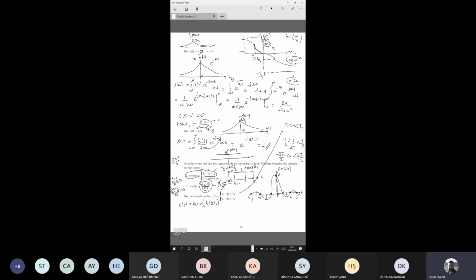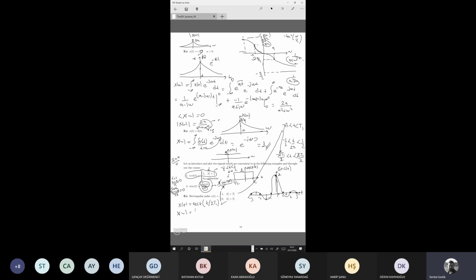So t is larger than minus t1 and smaller than t1, you have 1. So we have verified that this x of t is nothing but, so those cancel out, and I have this representation initially. So we have seen that this rectangular pulse x of t is nothing but rect t over 2t1. So let's write the Fourier transform.